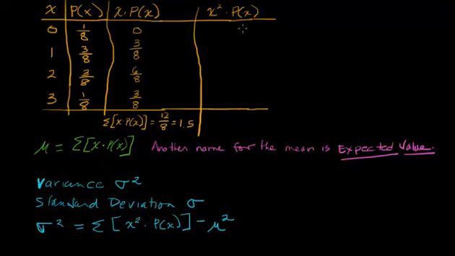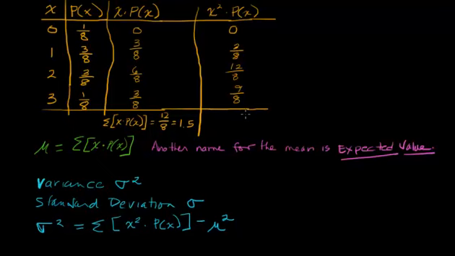So x is 0. 0 squared is 0 times 1/8 is 0. 1 squared is 1 times 3/8 is 3/8. 2 squared is 4 times 3/8 would be 12/8. And 3 squared is 9 times 1/8 would be 9/8. So now I want the sum of this column.